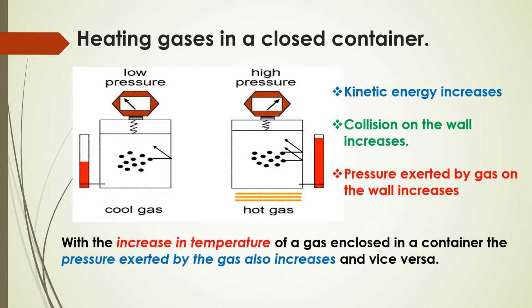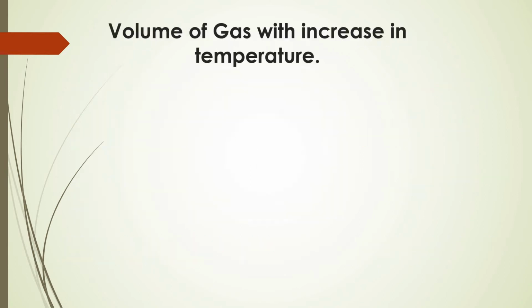Hence, we can conclude that with the increase in temperature of a gas enclosed in a container, the pressure exerted by the gas also increases, and vice versa, which means with the decrease in temperature, the pressure exerted by the gas on the walls of the container also decreases. So we have to understand here that with the increase in temperature, the pressure of the gas increases, and with the decrease in temperature, the pressure of the gas also decreases.